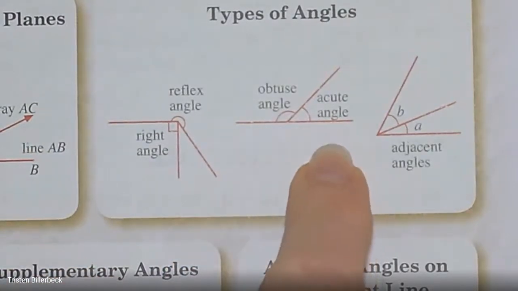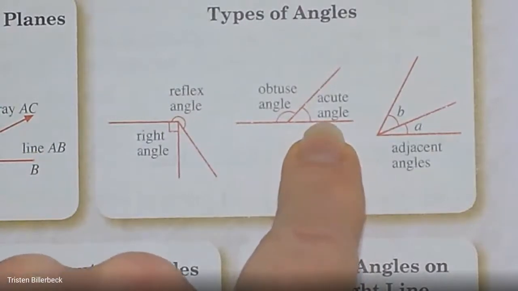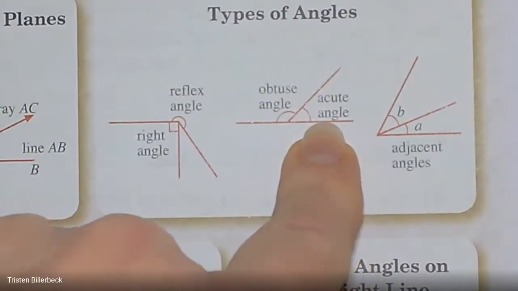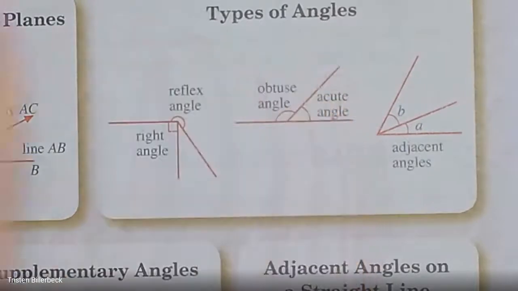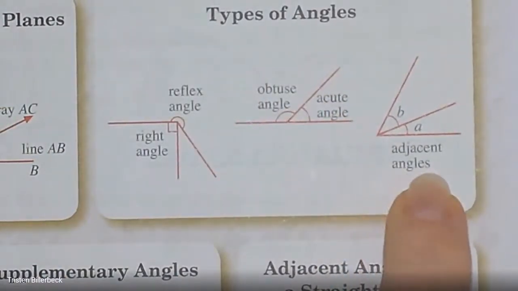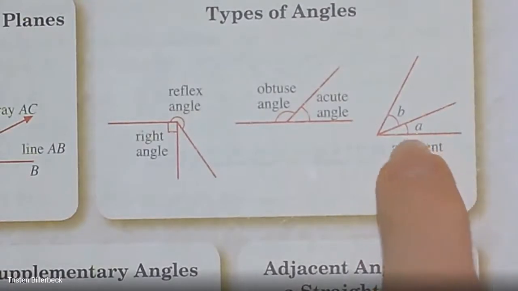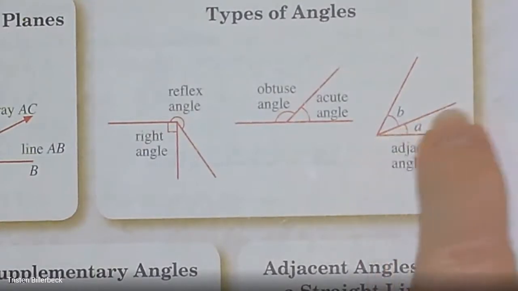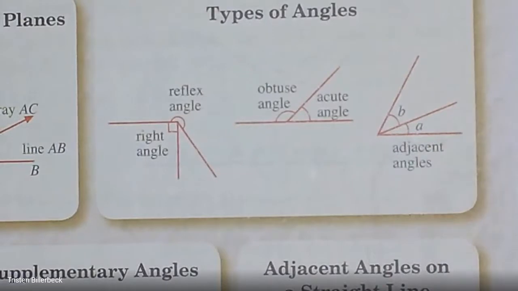Acute angle, you could think of, it's a cute little angle. It's less than 90 degrees. Then we have adjacent angles. Adjacent means next to. So we have one shared side between the adjacent angles.